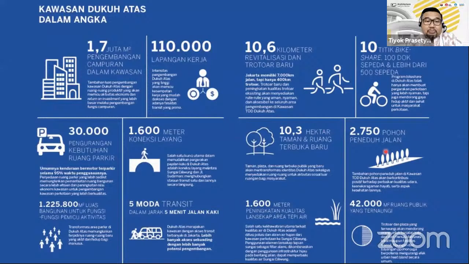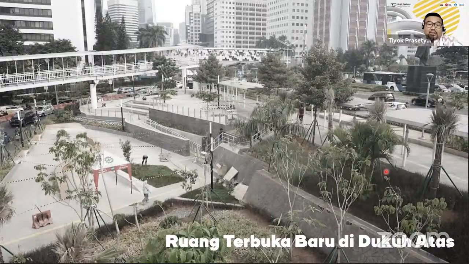Well, the impact is important. So when we design, we calculate that there will be 1.7 million square meters of mixed-use development. It will create 110,000 jobs in that area, and there will be a lot of pedestrian walkways, 10.6 kilometers, and 10 hectares of parks. There will be 5 transit modes that can be reached within a 5-minute walk, and replanting of trees. So this is what has been done by the government.